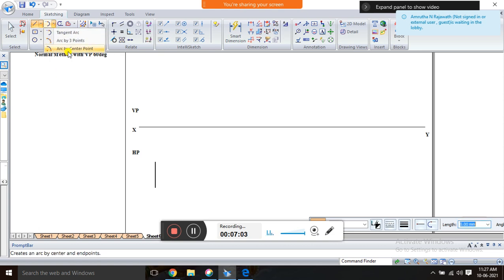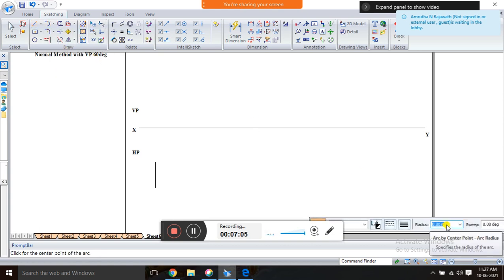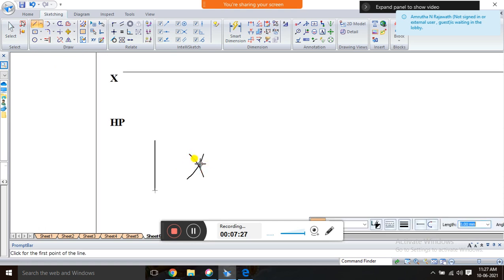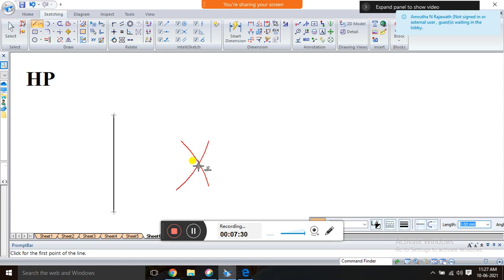Next, with a scale, draw a vertical line of 25 mm. Next take an arc, and it is an equilateral triangle, so 25 mm. Take a compass with 25 mm and cut the arc from here, and similarly with the same 25 mm cut another arc from this side, so that there is an intersection between these two arcs, and this point you have to join.